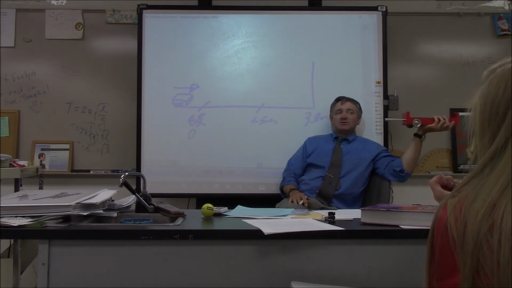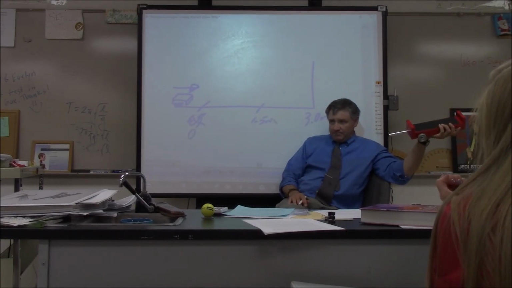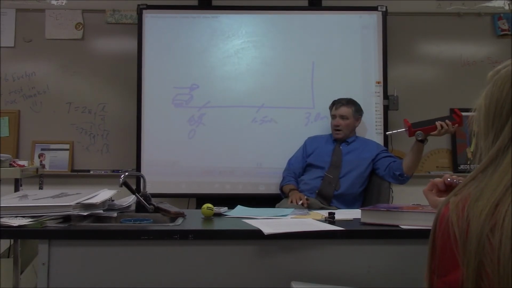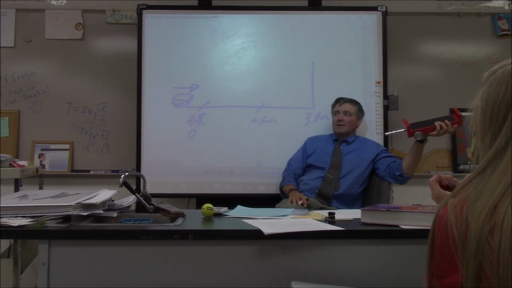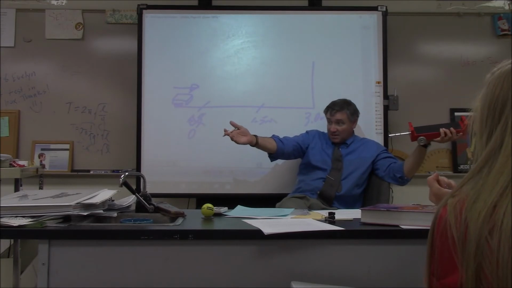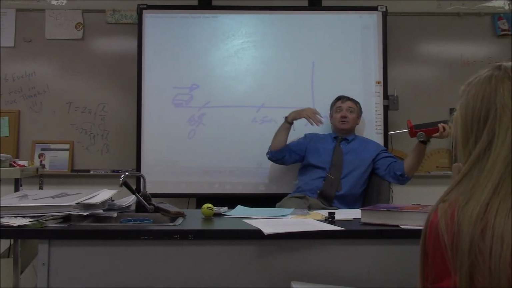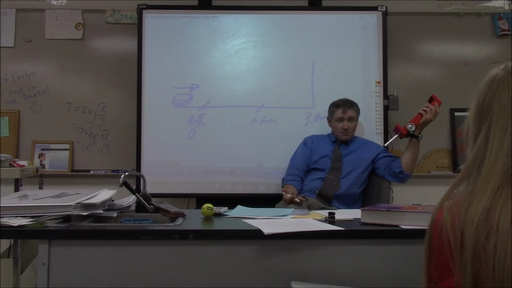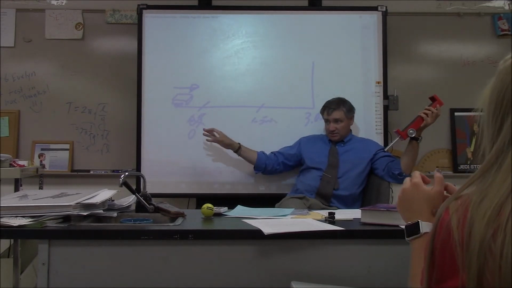Which time do you think should be the smallest value? 0 to 1.5. Why? Because it's when he's going the fastest. Yeah, I mean, you haven't started to slow down. You have the most kinetic energy, right? Which time do you think should be the longest? 1.5 to 0. 1.5 back to 0.